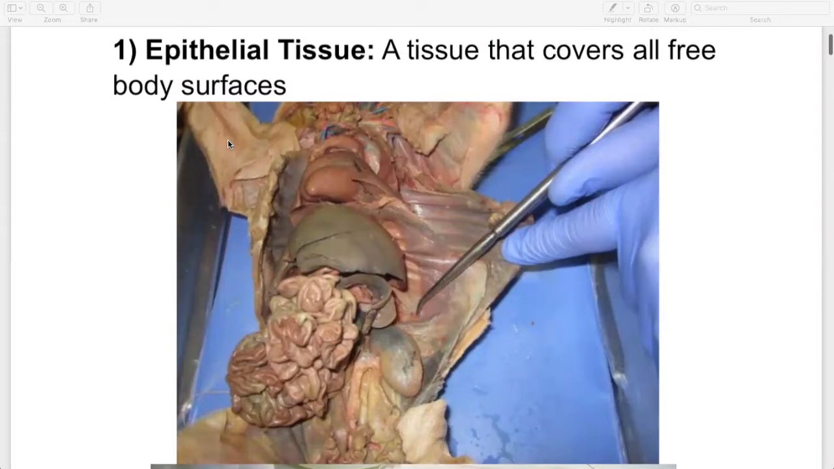Think of it like saran wrap, wrapping everything up for protection. So the heart has its own epithelial covering, the liver has its own epithelial covering, the intestines have it as well, which is the reason why the intestines are all balled up instead of just hanging loose like a jump rope, because these things are saran wrapped and vacuum sealed in this epithelial tissue.